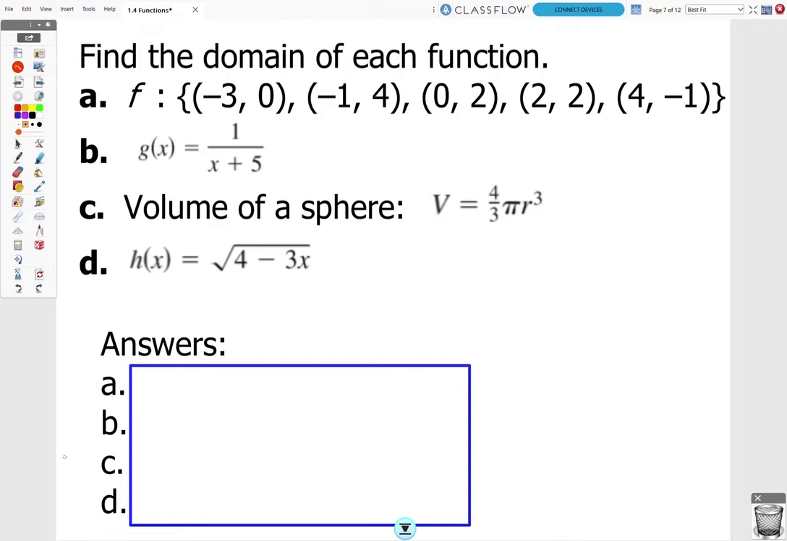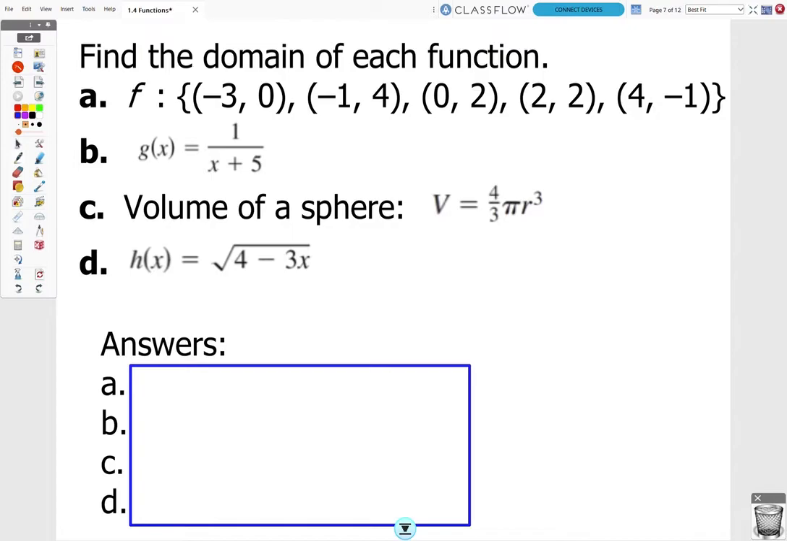So now, for your practice problem, I want you to find the domain of each function. So go ahead and, if you would like, pause the video and try these out on your own. If not, let's go ahead and take a look.